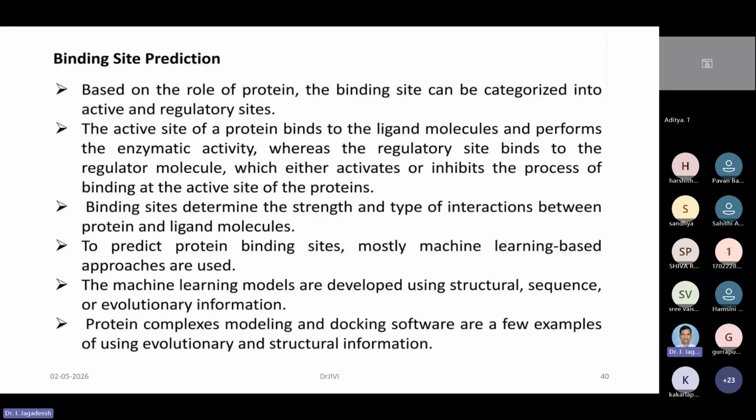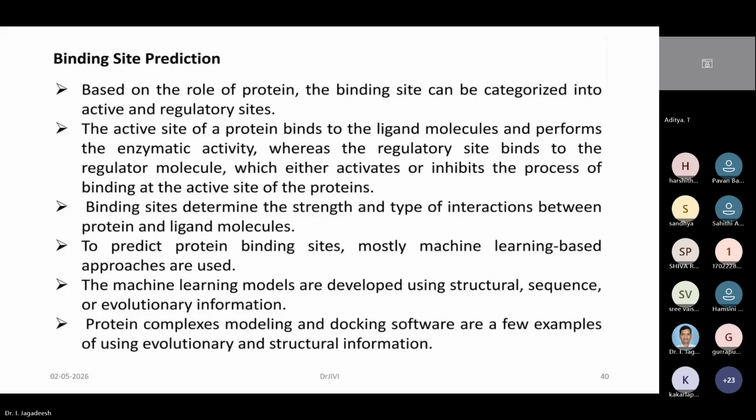So protein complex modeling and docking software are a few examples of using this evolutionary and structural information. Because these predictions are working, we are able to make software for docking studies, and we are going to have fragment-based drug design by selecting a correct moiety, which is going to have a better interaction.